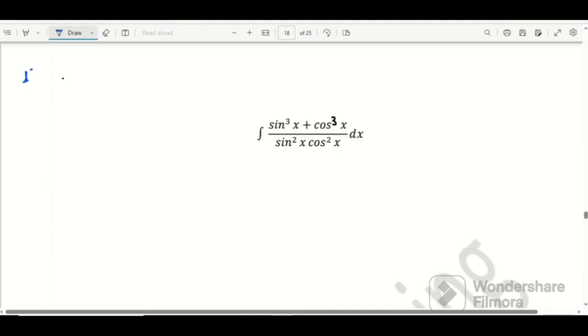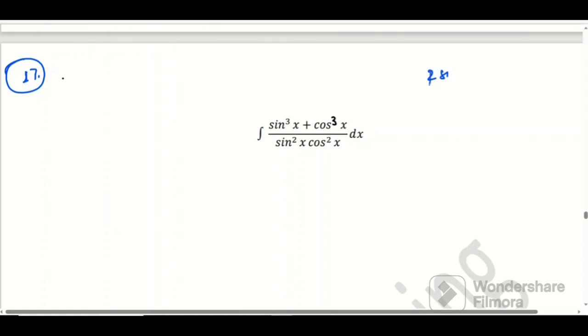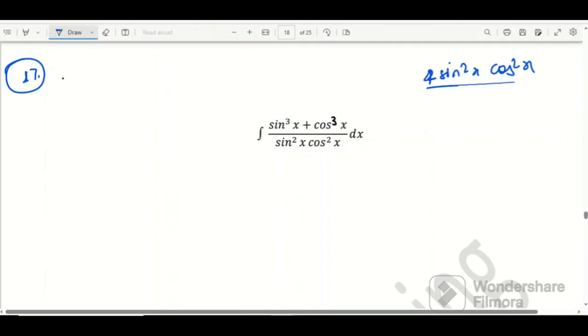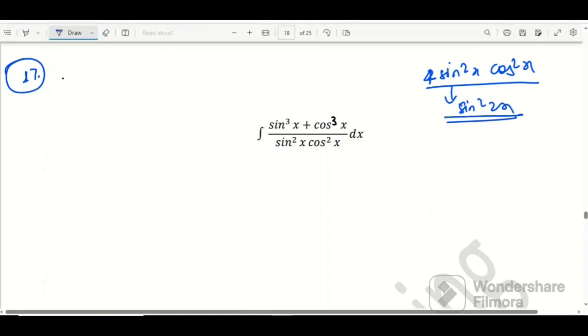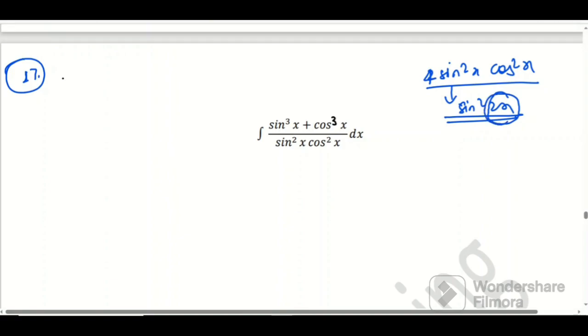17 number we have sin cube x plus cos cube x by sin square x into cos square x. See, one thing we can apply here in denominator, we have a hint. If it is 4 sin square x into cos square x, we can simplify it to get sin square 2x. But there will be no benefit, as it will be in terms of sin 2x. So there will be no benefit even in solving.